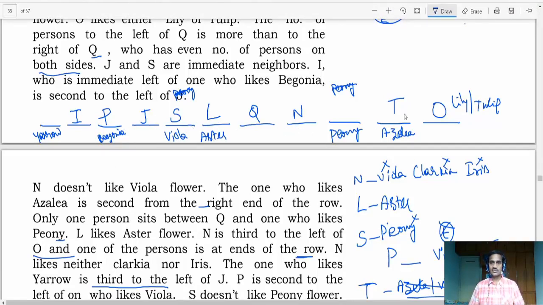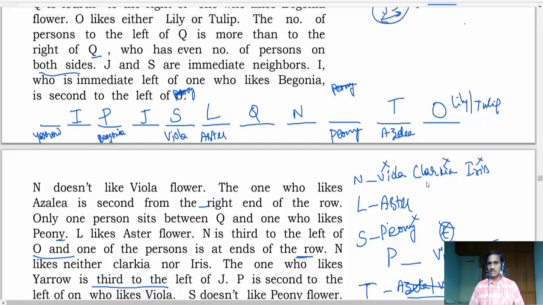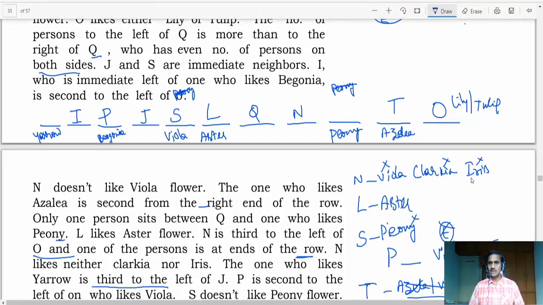Next, two members are left, R and K. R could be here, K could be here. Any information here? N likes neither clarkia nor iris. Clarkia and iris are both ruled out.